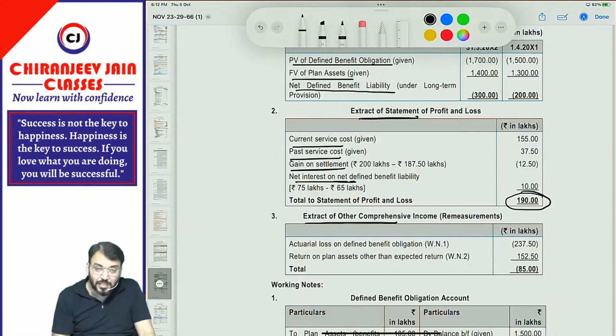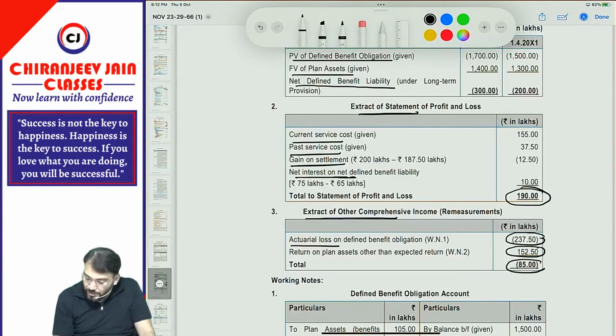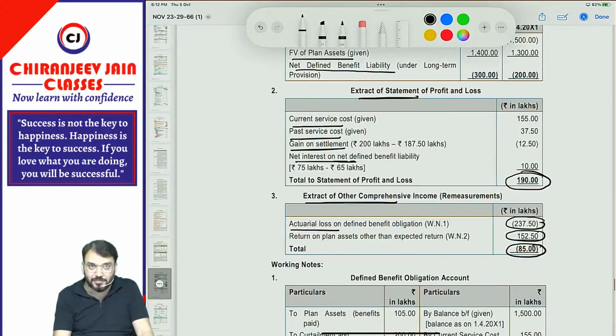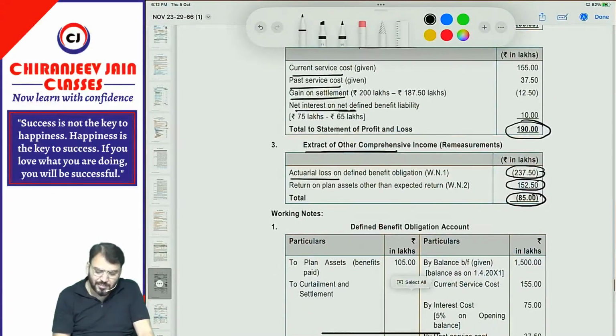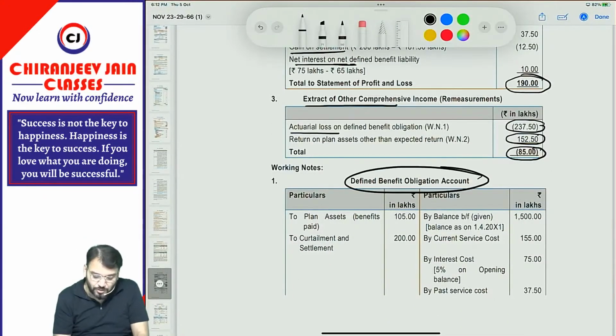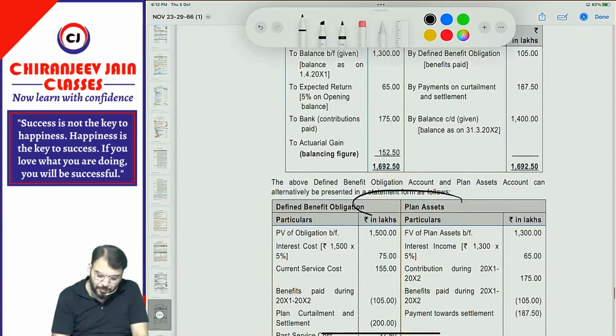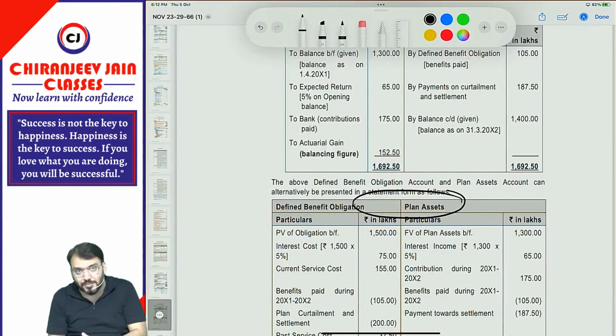Now in the extract of OCI, they will transfer the net remeasurement loss, you can see the actual loss, and they have done that only, the loss and the gain. The net amount is 0.85. We calculated in crore, they have given in lakhs. Correct. Now they have prepared an account. We can also prepare an account. Means they have given the working note either based on account or based on statement. Follow the statement because that will save your time in exam.